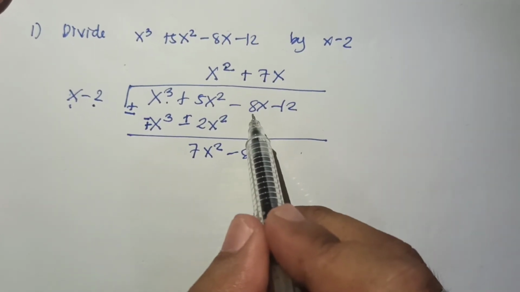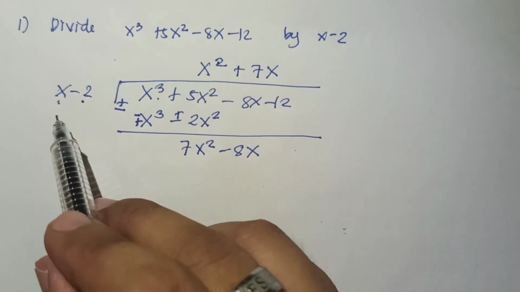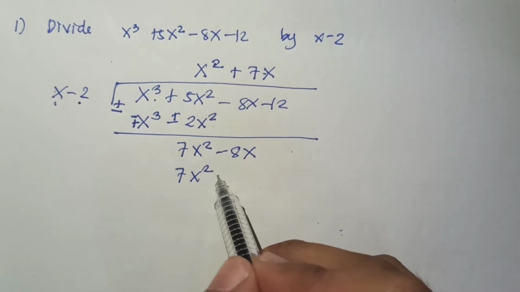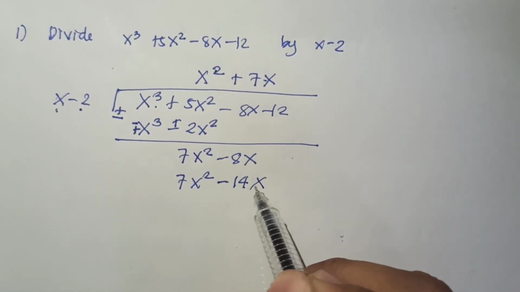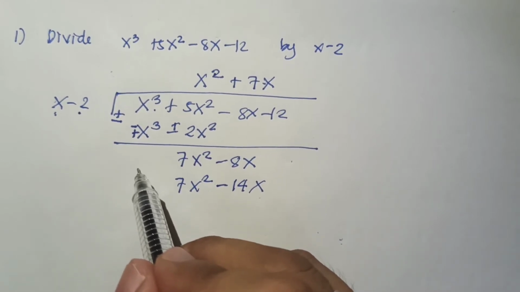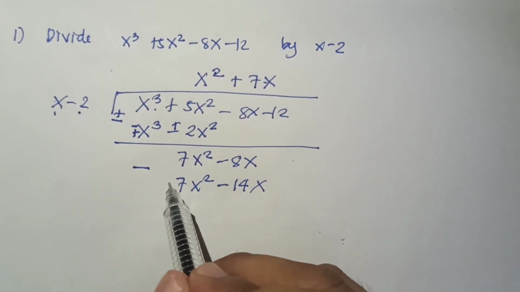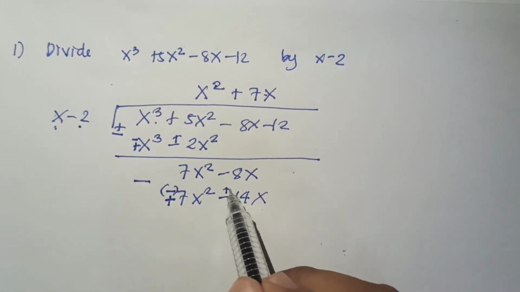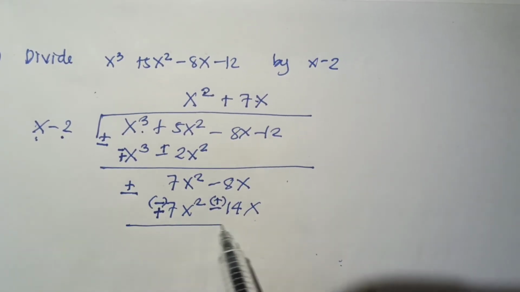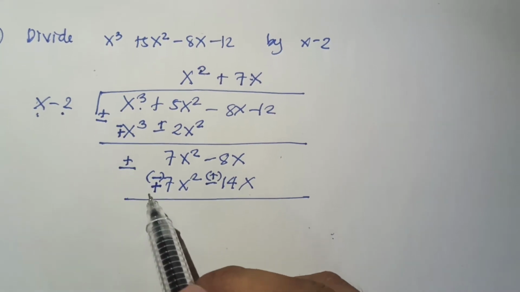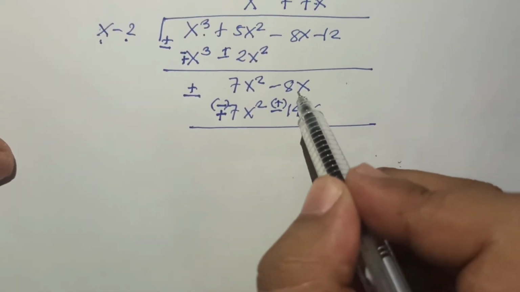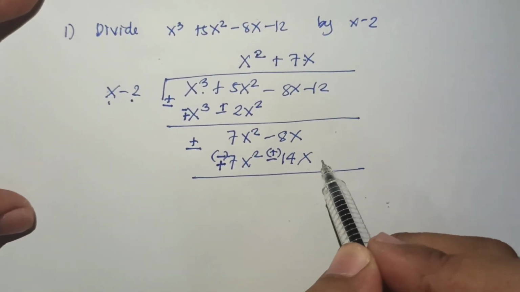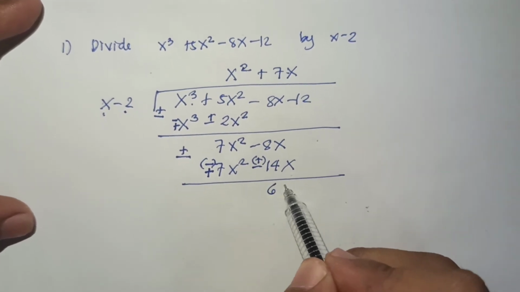So align here in the x. So 7x times x, that is 7x squared. 7x times negative 2 is negative 14x. So same procedure, subtract, then change the sign of the subtrahend. This will become positive, becomes negative, and this is positive. And proceed to addition. So 7x squared plus negative 7x squared, then negative 8x plus positive 14x. So the result is 6x.